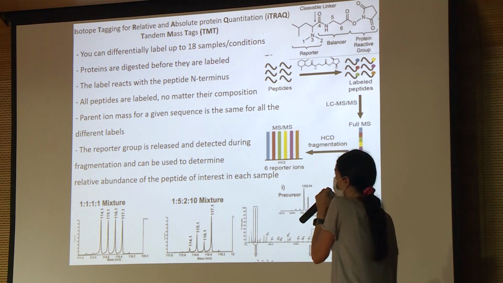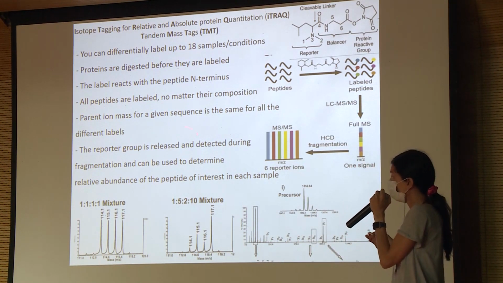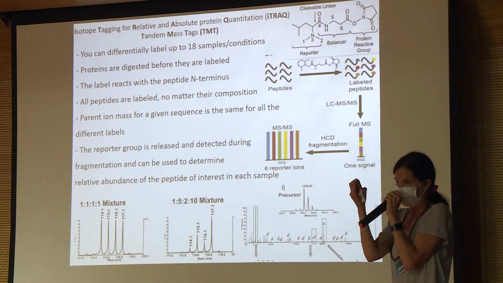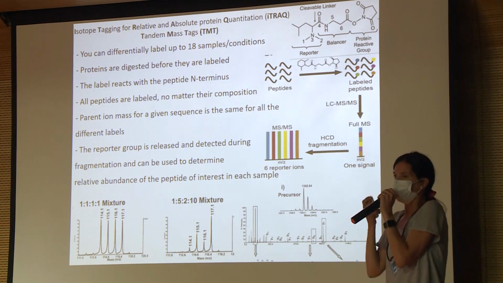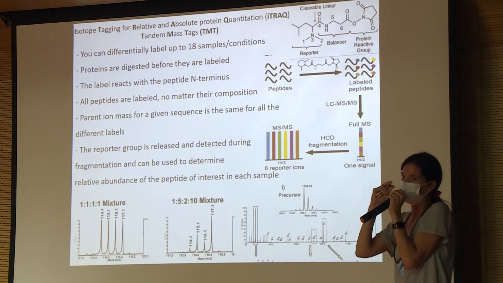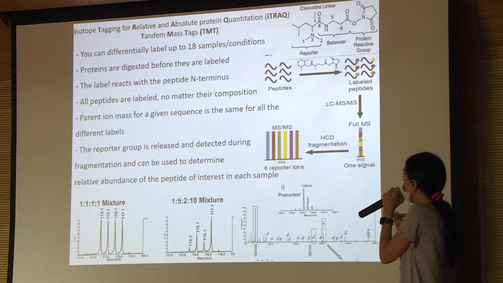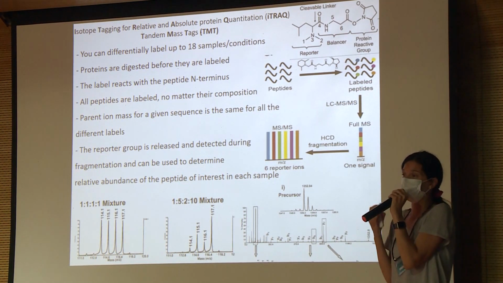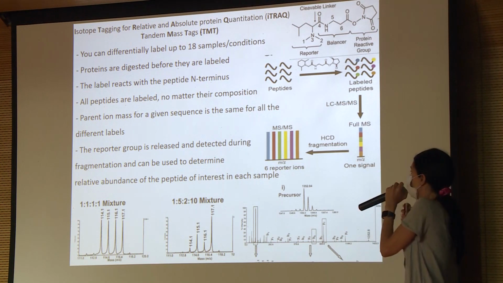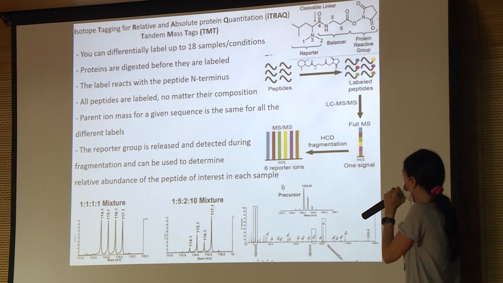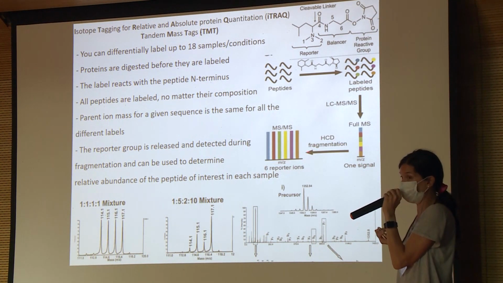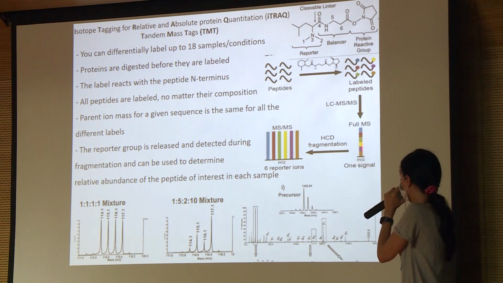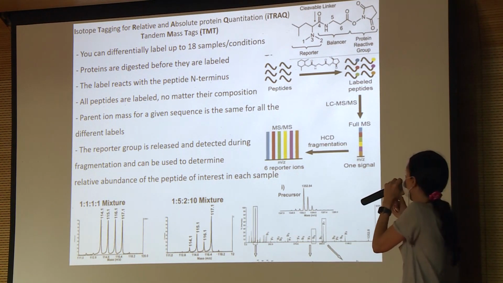And what does it mean? It means that for peptide A, even if you use label 1, 2, 3, or 18, the extra mass that the peptide acquires when you label it with the TMT tags is the same, okay? So when you run your experiment and you take a look at your full MS, you only get one signal. So all the peptides from the different labels for peptide A will give the same signal. How is this achieved?